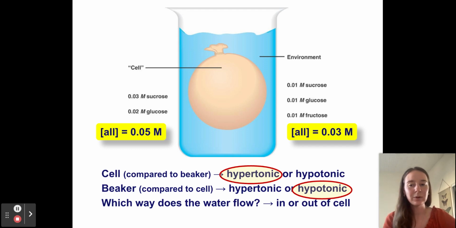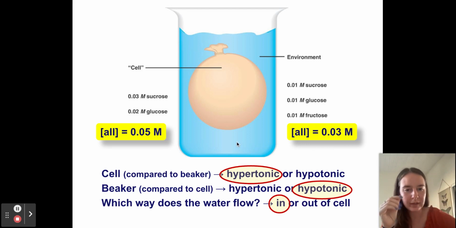Remember, osmosis is the movement of water from a higher concentration of water to a lower concentration of water. So where is there a higher concentration of water? Inside the cell or in the environment? If you said water will flow into the cell, then you are correct. And why is that? Well, there's a higher concentration of water on the outside, right? There's less solute, there's less stuff dissolved.